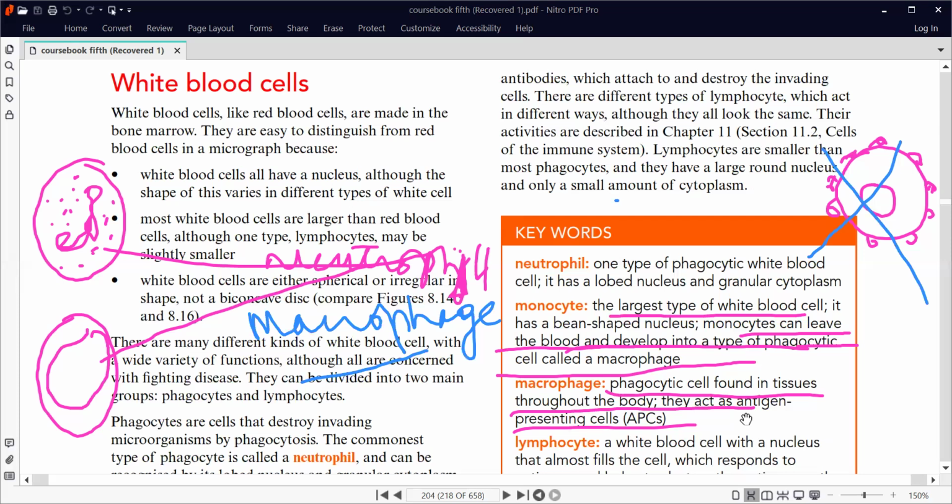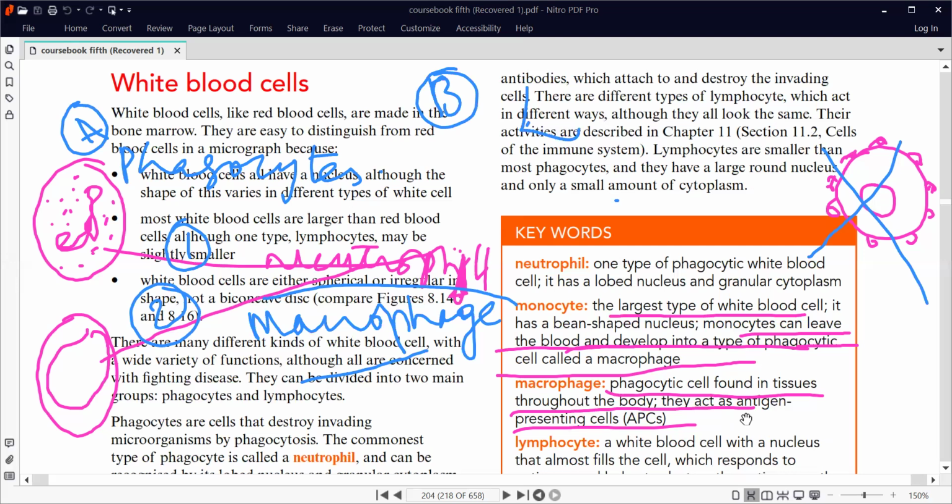This is the first type of white blood cell, which is the phagocytes. And phagocytes have two types. Number one is neutrophil, number two is macrophage. The second type of WBC is known as lymphocyte.